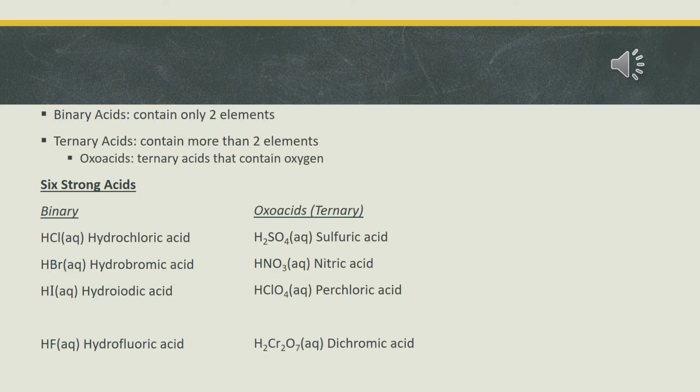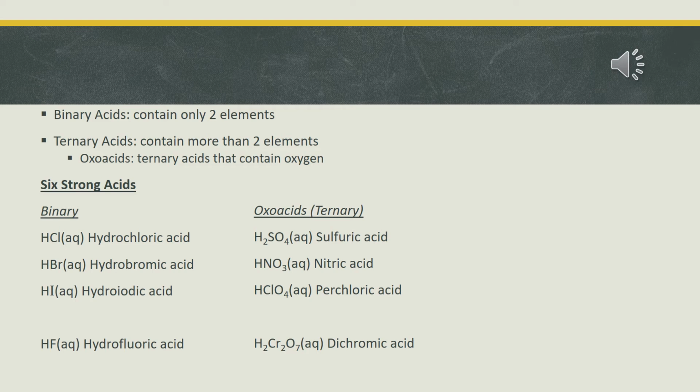Now let's talk about the different kinds of acids there are. Really, there's two kinds, binary acids and ternary acids. Binary acids contain only two elements, one of which is usually hydrogen. And then the ternary acids contain more than two elements. You've got hydrogen and two other nonmetals. If one of those other nonmetals is oxygen, we classify it as an oxoacid.